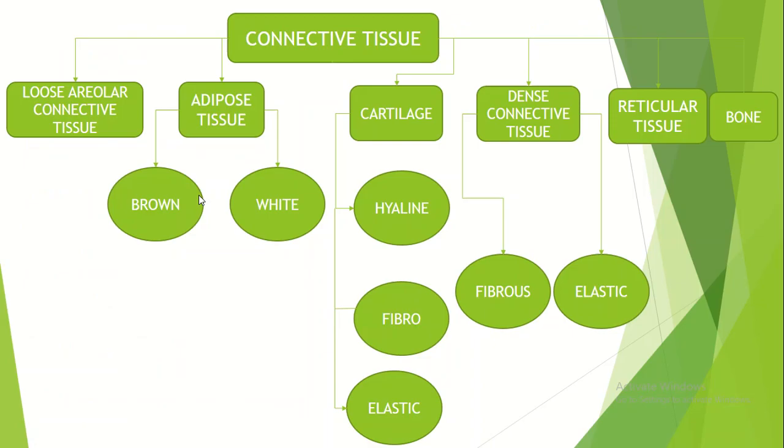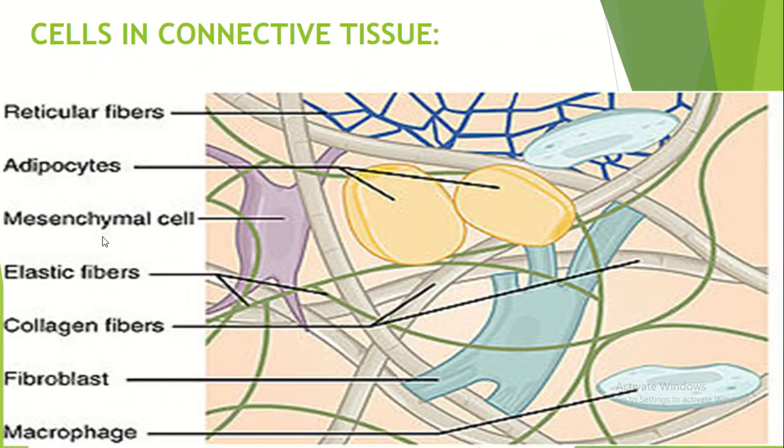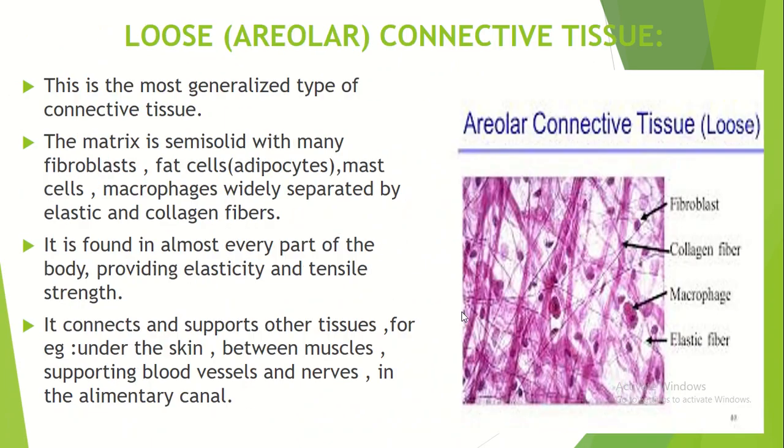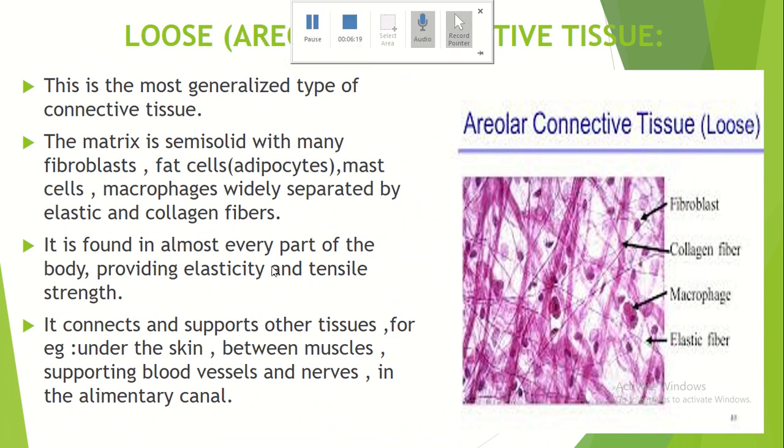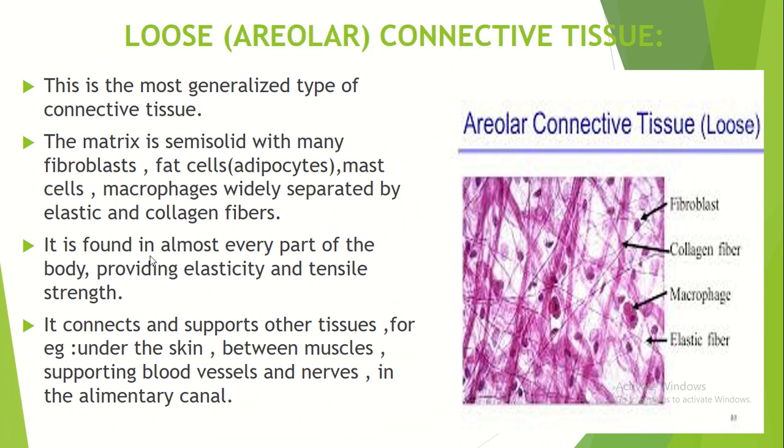These are the cells in the connective tissue. So the adipose tissue, adipocytes, the collagen fibers and elastic fibers hold the fibroblasts and the macrophages. These are the cells which are found in this loose areolar connective tissue. It is found in almost every part of the body, providing elasticity and tensile strength. So the elasticity of the tissue and the tensile strength are provided by this loose areolar connective tissue.